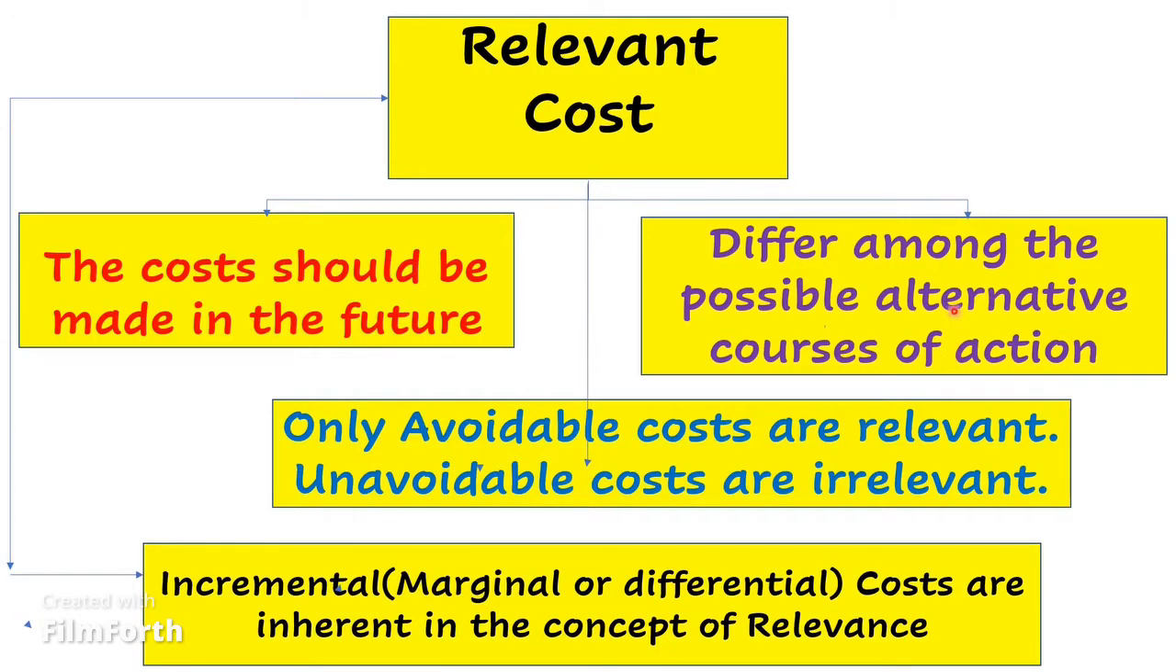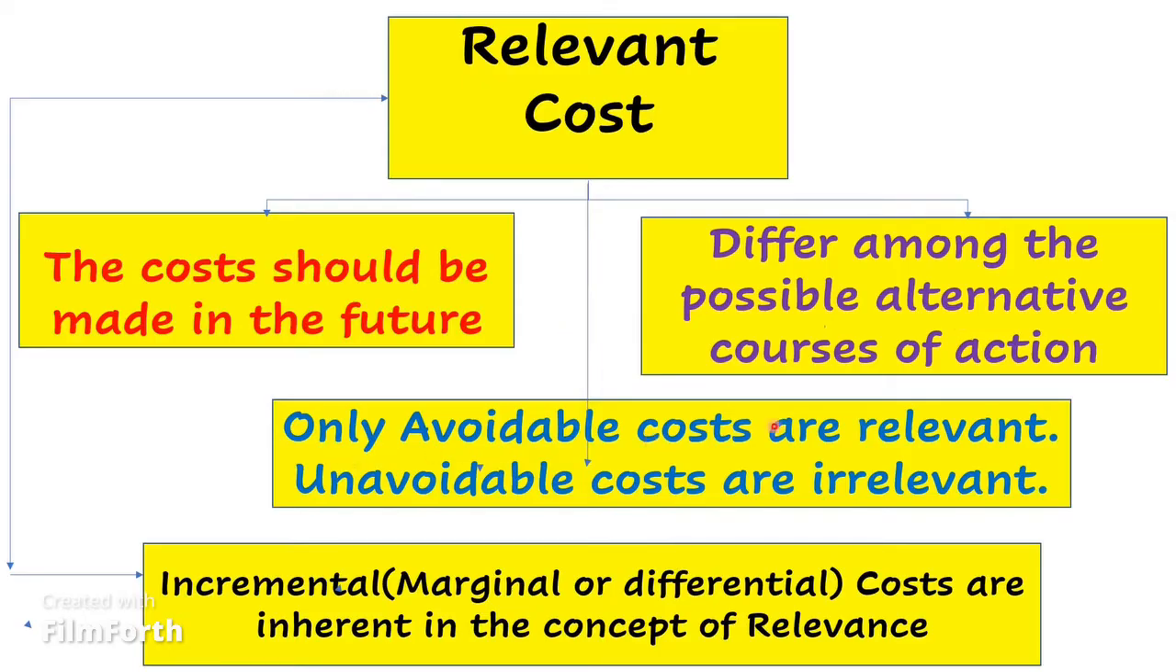That is, suppose you plan to start an extra unit in your factory. So there is a possibility that you may or you may not start. If you start, there will be extra expenditure, right? So that will not be there if you plan not to start it. That means this cost will differ among the possible alternative courses of action. So it's a relevant cost. Suppose you plan to do your higher education. If you plan, you will have extra expenditure, and if you don't want to go ahead with that, there will be no expenditure. So that is a relevant cost.